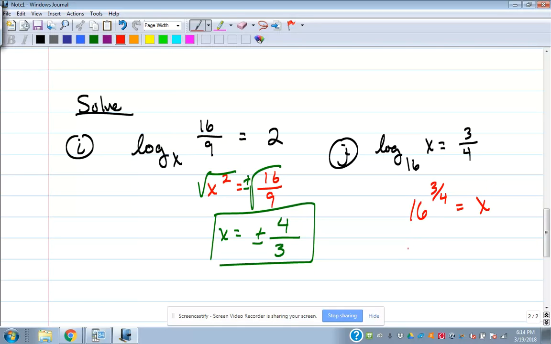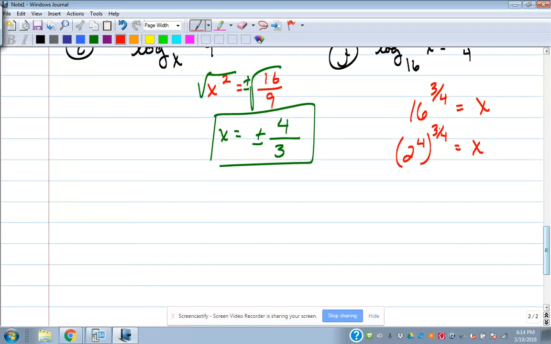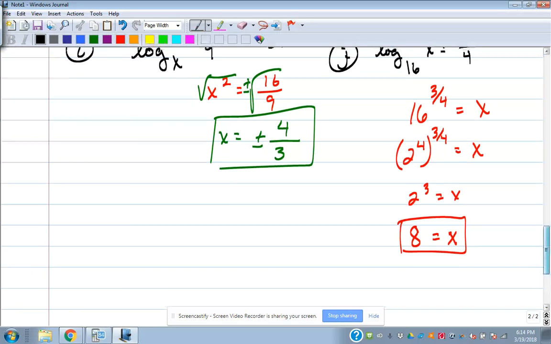Well, I know 16 is 2 to the 4th power. And 3/4 times 4 is 3. So that's 2 to the 3rd. What's 2 to the 3rd? 8. So that's doing it without a calculator. You could type that into the calculator if you wanted to. It'd punch out 8. Being able to rewrite them can solve us some problems.